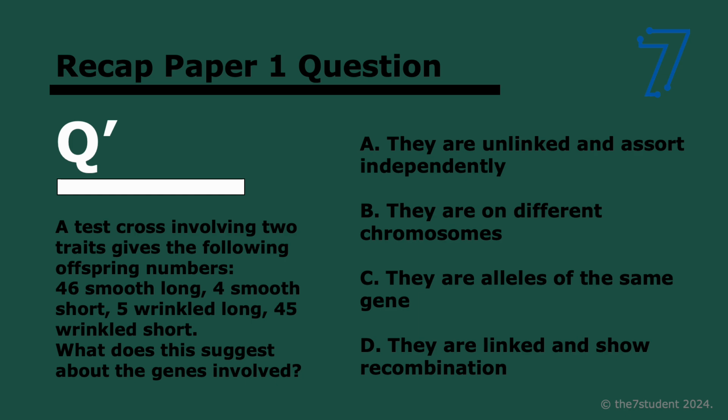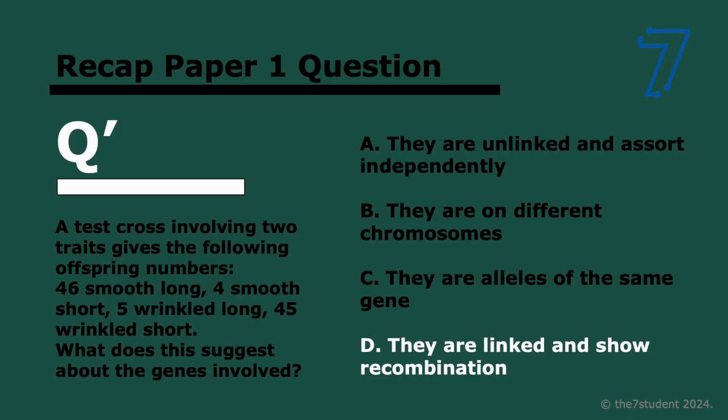Next question. A test cross involving 2 traits gives the following offspring numbers. 46 smooth long, 4 smooth short, 5 wrinkled long, 45 wrinkled short. What does this suggest about the genes involved? 3, 2, and 1. Okay, I'm actually so glad that I went over this question.